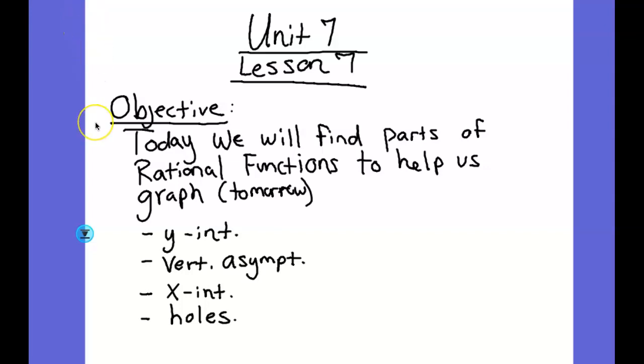All right, guys. So we're gonna be doing what it says up here today. We're gonna be finding the parts of rational functions, those things down there, finding their y-intercepts, their vertical asymptotes, x-intercepts, and holes, so that we can graph them. That's pretty much our goal for the day.